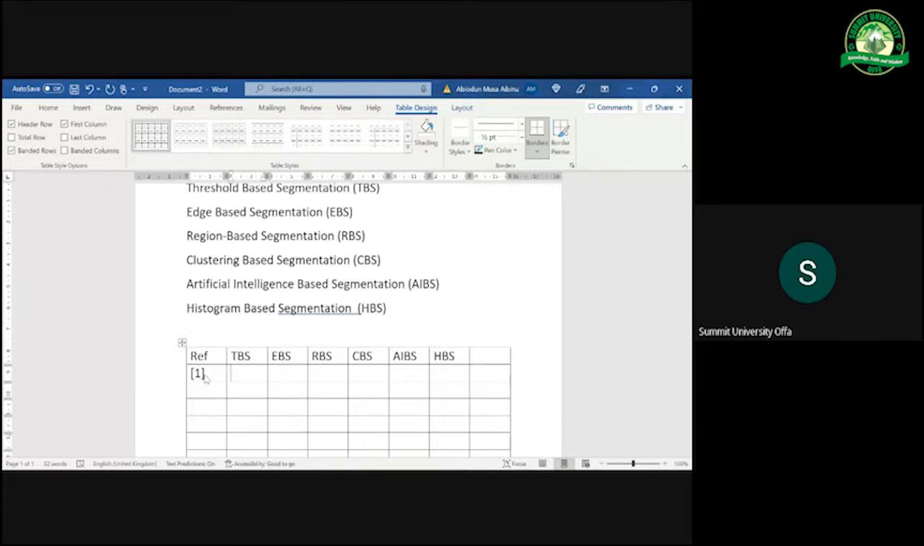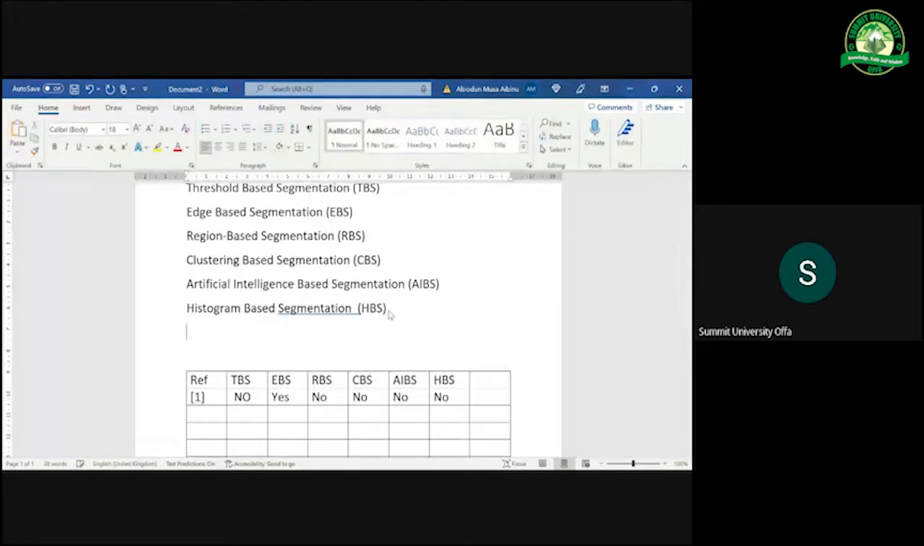Is this TBS? If it is TBS, you say yes. If it is not TBS, you say no. If it's not this, then you look and classify what type of segmentation technique the author has used for that work. You may come across an additional segmentation technique that is not there. You can add it. So that what we are now looking at is what type of segmentation technique has been used by the author. So, are you with me?